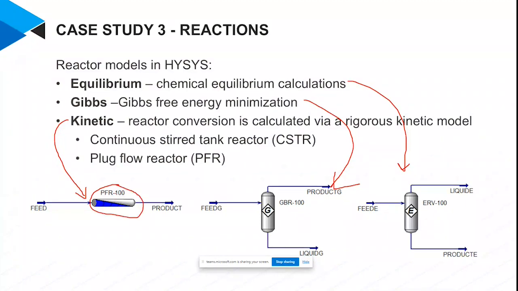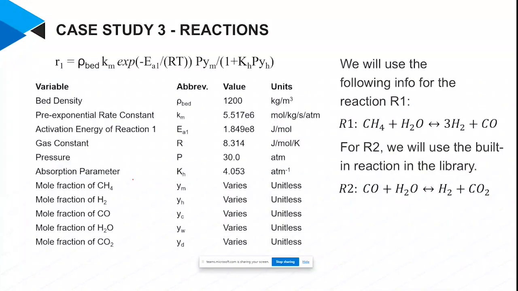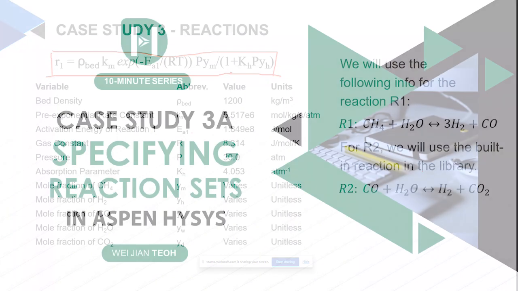So I have gotten from the source the rate equation for the SMR process, which is quite complicated. All right. And these are the units. So we'll use this information only for reaction 1. For reaction 2, we'll just use the built-in reaction library. So we don't make our own life more difficult than it needs to be. All right. So I'll just go back to my HYSYS script.